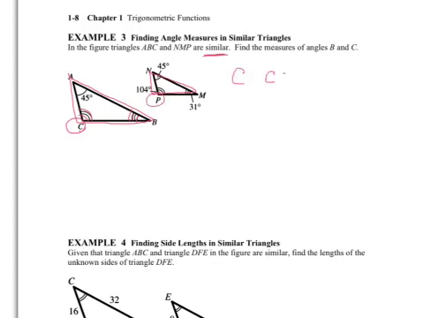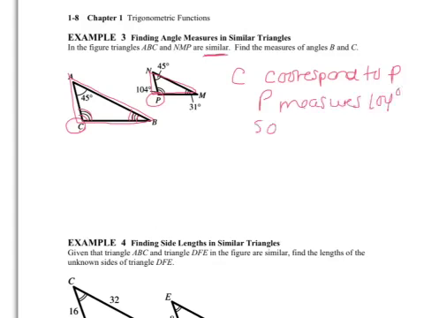So if we look here, angle C corresponds to angle P, so I could say that C corresponds to P, and the angle of P measures 104 degrees. So then C must measure 104 degrees, okay? Because right here, angle N and M are 45 degrees. So now we know that angle C is also 104 degrees because angle P here is 104 degrees.